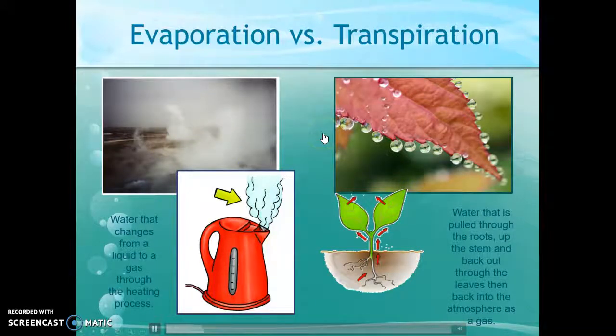They have what's called transpiration. Transpiration is when the plants suck the water from the ground through their roots, pull it up through the stem, and it comes out in little water droplets, usually under the leaf, and as it heats up, it goes back up into the sky.